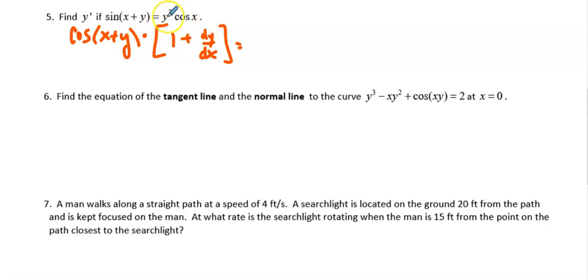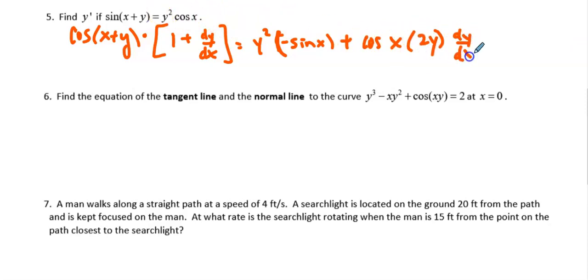And then on the other side, we're going to use the product rule, right? We have the function y squared and cosine of x. So we're going to do the first, and then multiply by the derivative of cosine, which, because it begins with a c, is negative. So it's going to be y squared times negative sine of x. So it's the first times the derivative of the second, plus the second times the derivative of the first. And again, just like before, we have 2y and then dy dx.